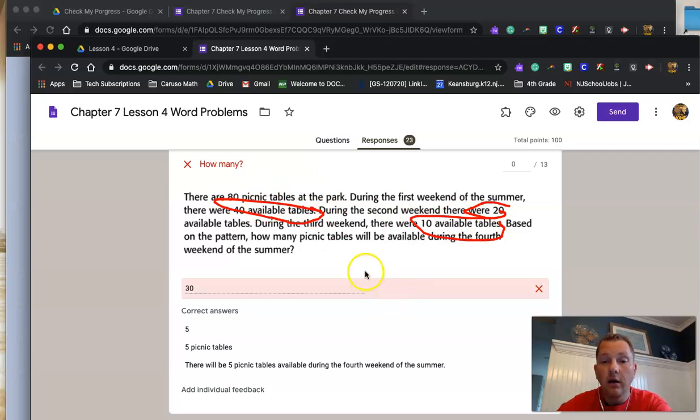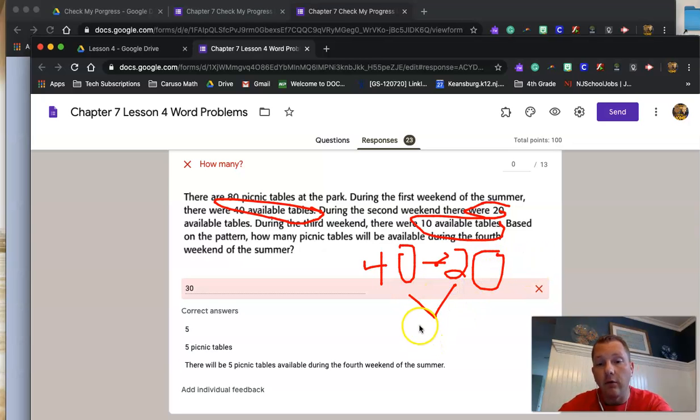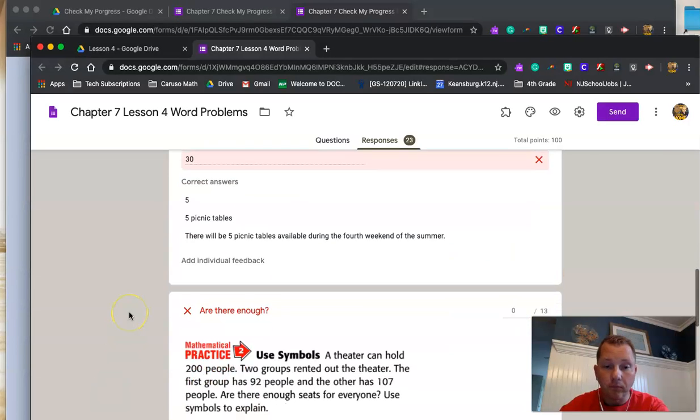So 40 to 20, the difference is half. And then if we go from 20 to 10, that again shrinks in half. 20 to half of 20 is 10. So what is half of 10? The correct answer would be 5. I had a couple people put 0. This one put 30, but most of you got it right. But I just want to make sure that you understand what was going on there.